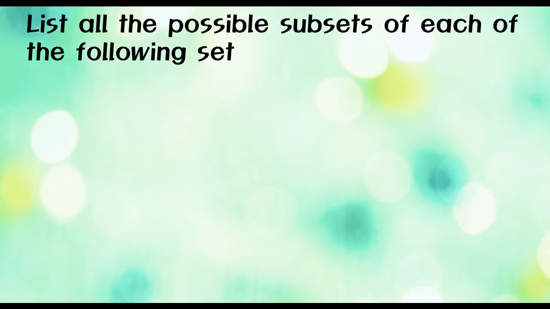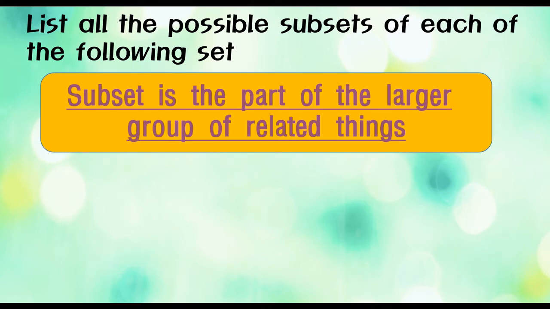Before that, we will do some revision on the definition of the subset. A subset is part of a larger group of related things. It means that when we have the larger group, that's what we call a universal set. The elements inside the subset have a common characteristic that we can use to form and group them. That one we call a subset.